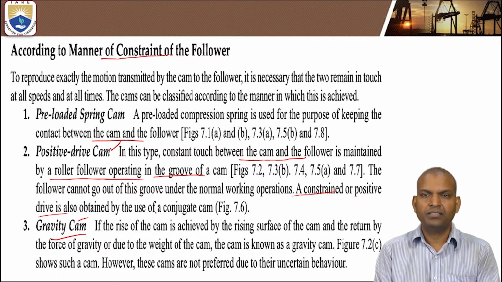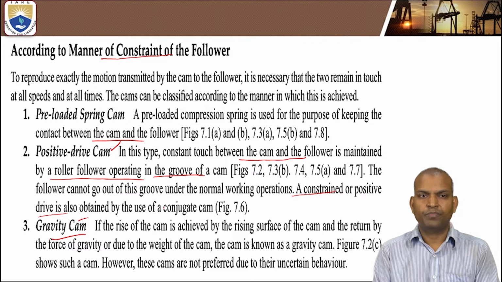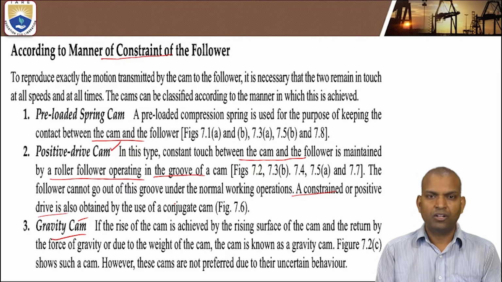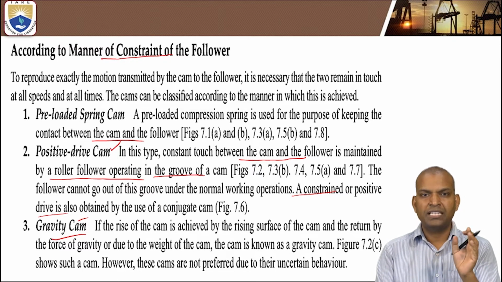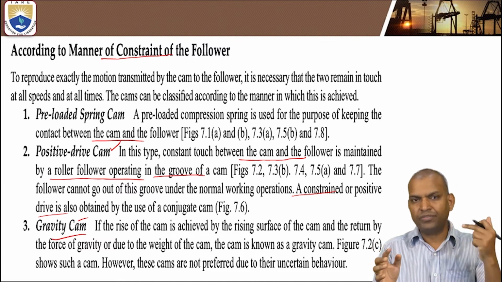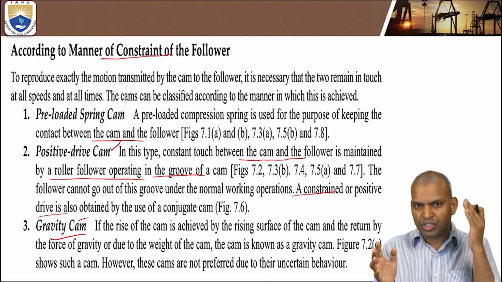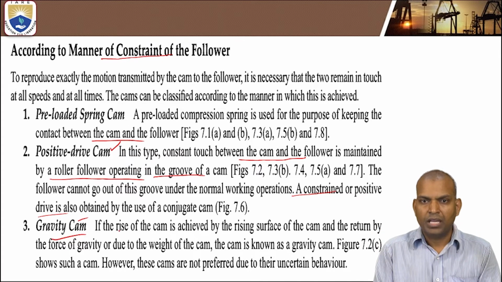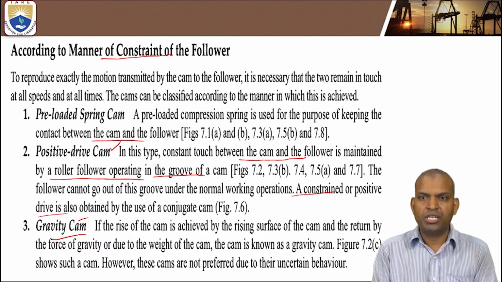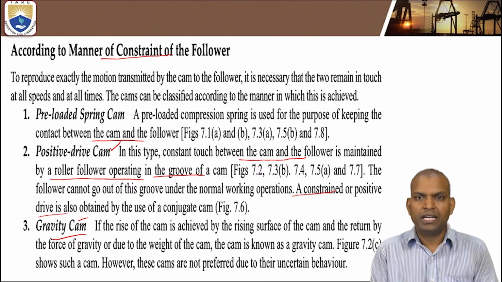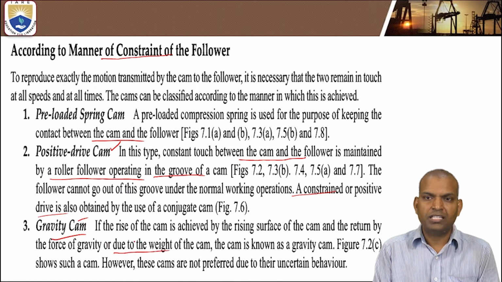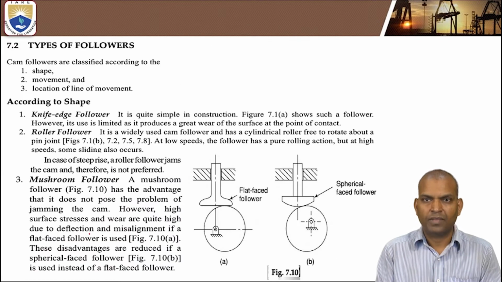Another example of a positive drive cam is the conjugate cam. There too the follower is completely in contact with the shape of the cam, so whatever the geometry of the cam is, the rollers will follow it. Now, the next one is called the gravity cam. If the rise of the follower is achieved by the surface of the cam and the return is by gravity or due to the weight of the follower, it is known as a gravity cam.